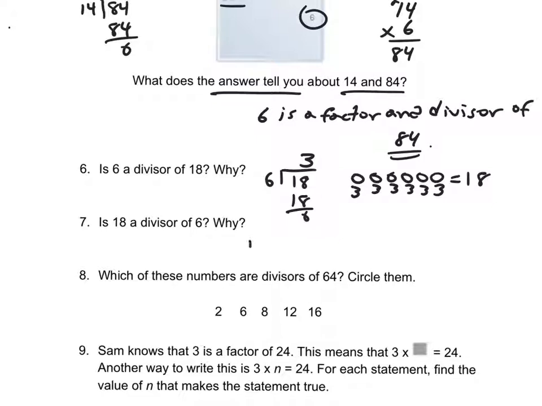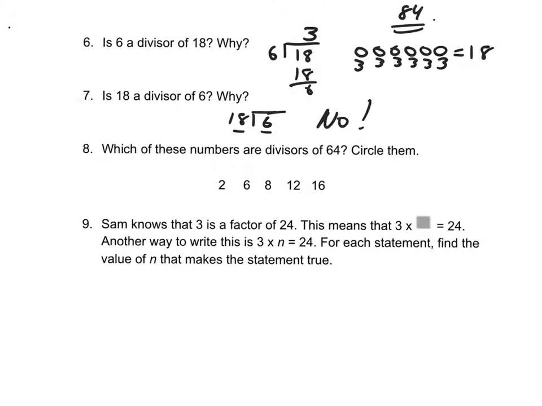But is 18 a divisor of 6? This is the divisor, this is the dividend. Well, 18 doesn't go into 6, so we say no. Which of these numbers are divisors of 64? Here's a trick. If a number ends in a 2, 4, 6, 8, or 0, we know it's even. 2 is an even number, so 2 will go into 64. 2 goes in there 32 times.